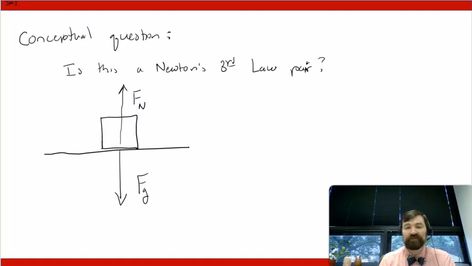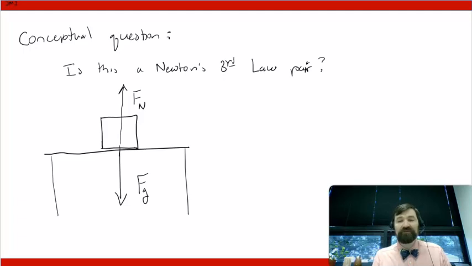The answer is no. It's not actually a third law pair. Why is it not a third law pair? Well, both of these forces are acting on the box, so they're acting on the same object. And they're coming from different things applying them. The normal force is due to the table that the box is sitting on, whereas gravity is from the earth.